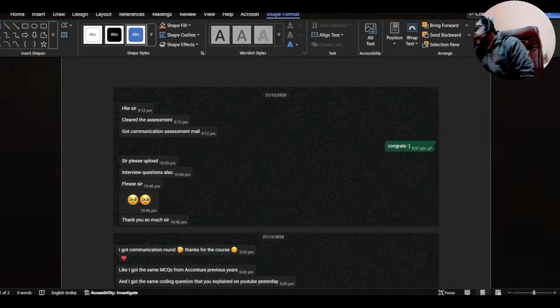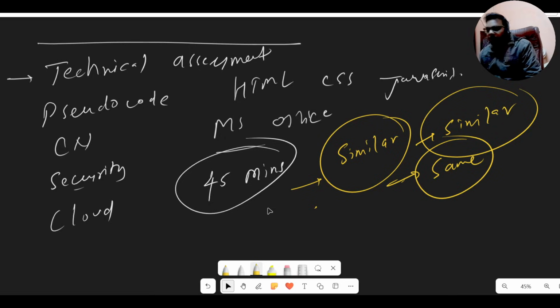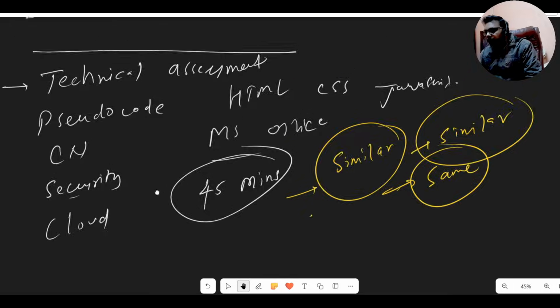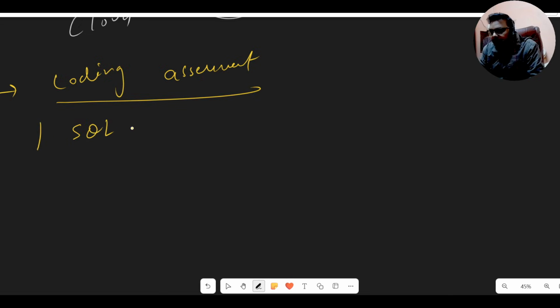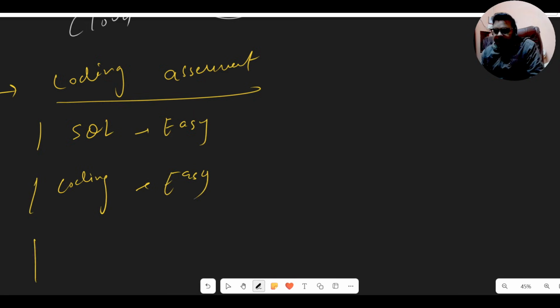Basically, if you clear this round as well, you will proceed with the coding assessment. Now this is the easiest assessment, I would say, with very little elimination. After the technical assessment there is elimination. In the coding assessment you will get one SQL question, easy level only, not much difficult, one coding question, again easy level only, and one web based question.